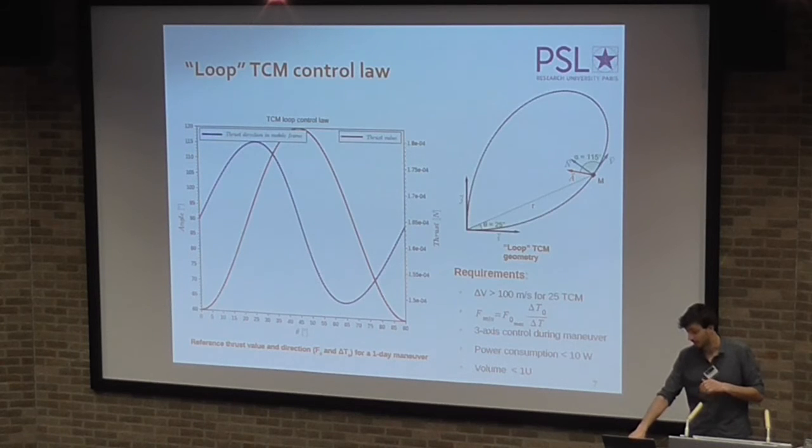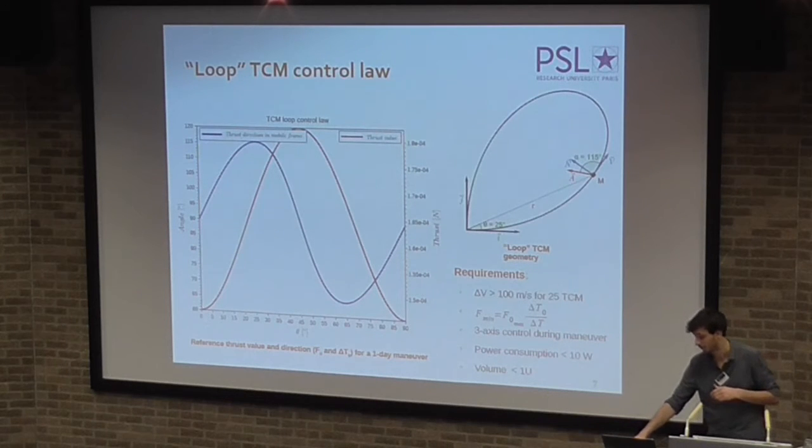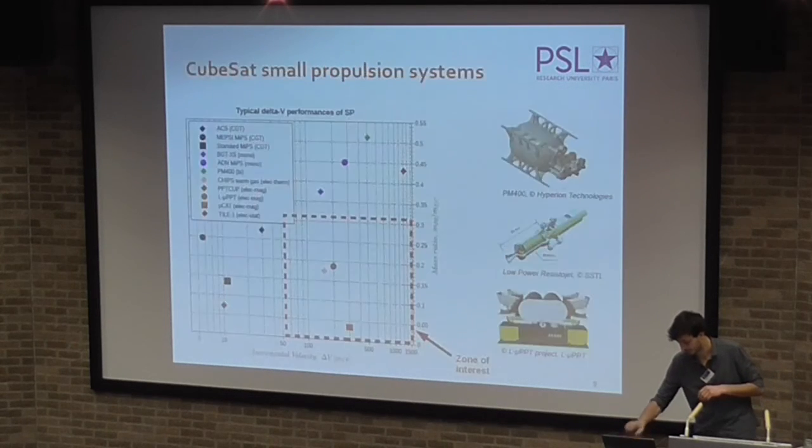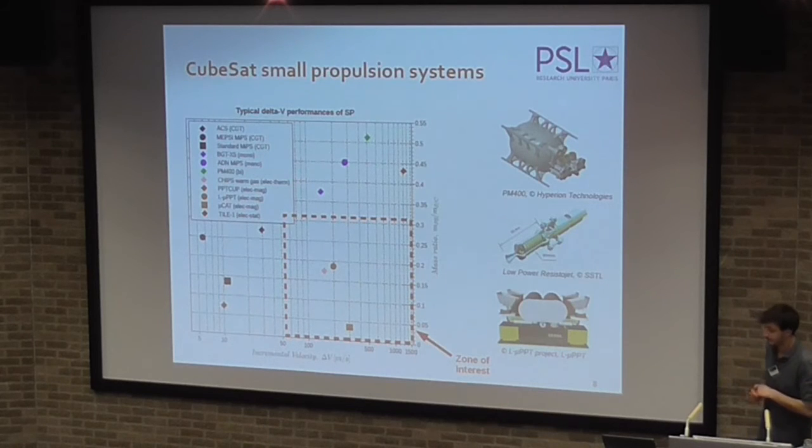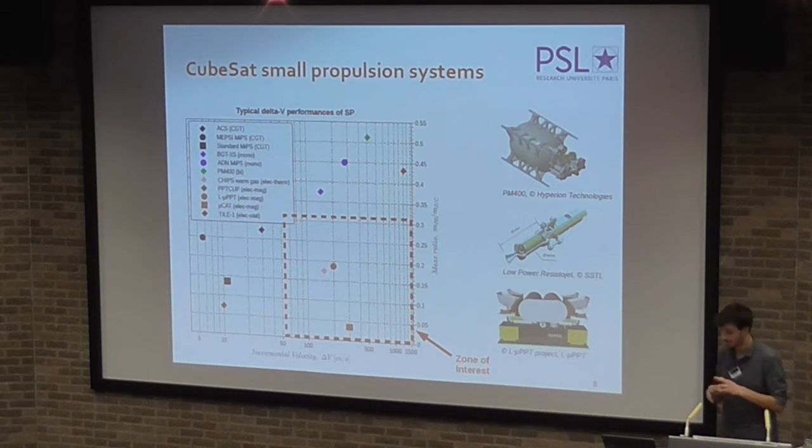And since we want to be on the 3 CubeSats, we still have to have a low power consumption, so less than 10 watts and a volume of less than 1 unit. Now, if we take a look at what exists for CubeSat small propulsion systems, here it's just a brief overview. There are a lot of them that are missing, just to compare some performances.